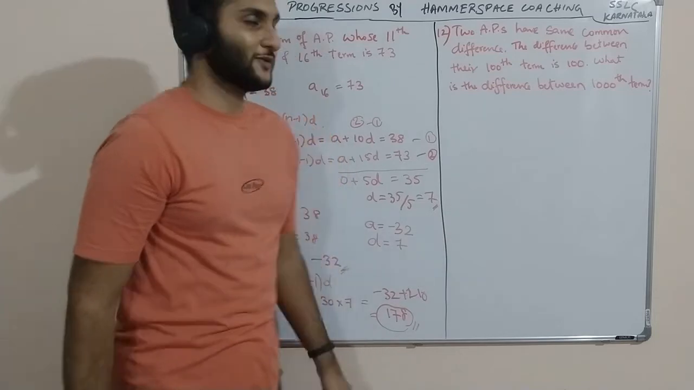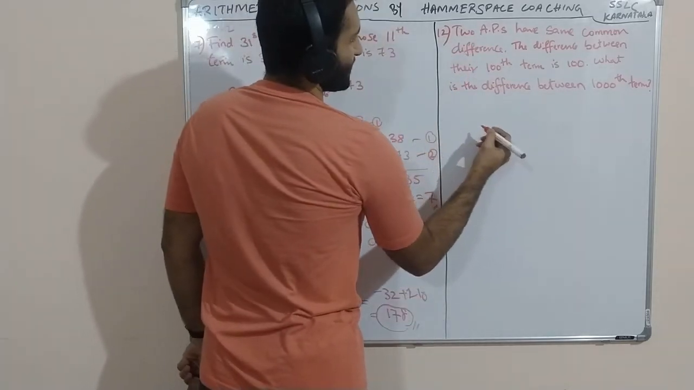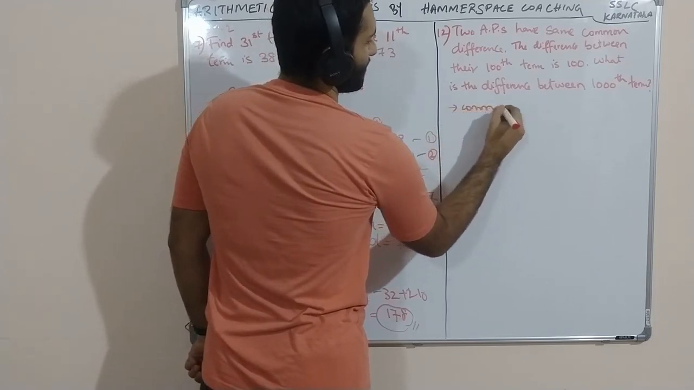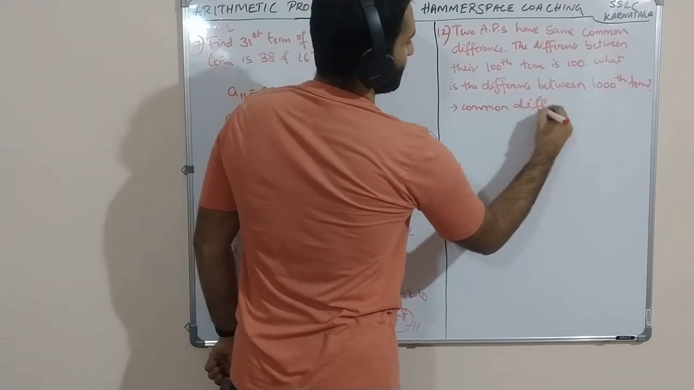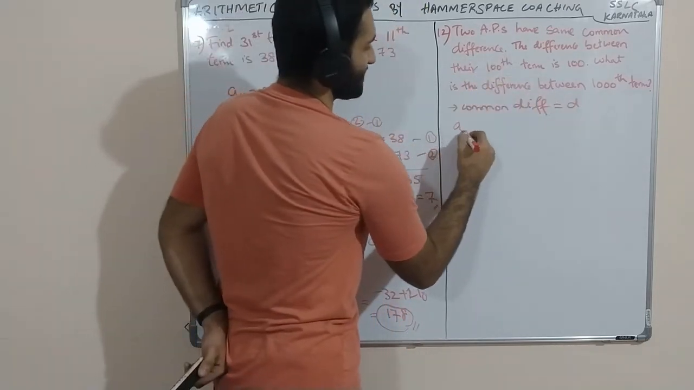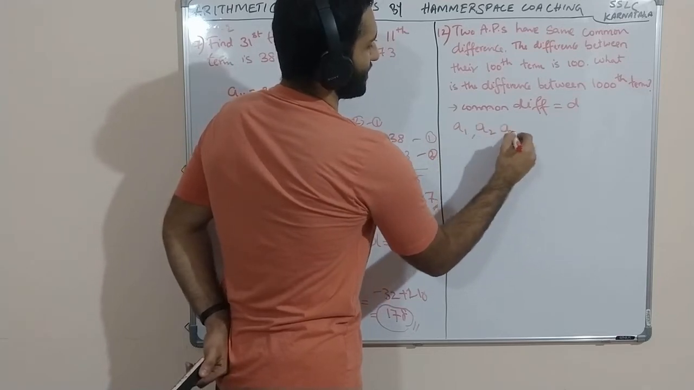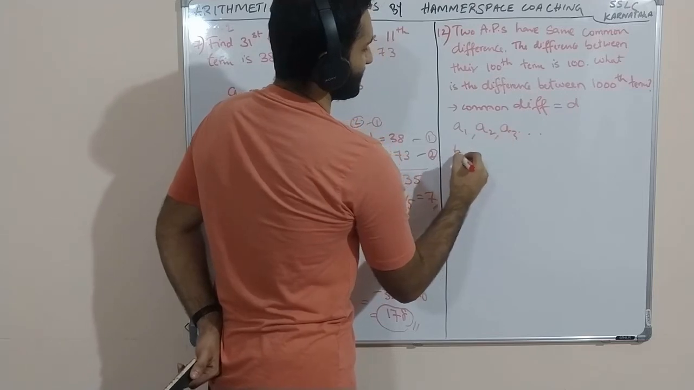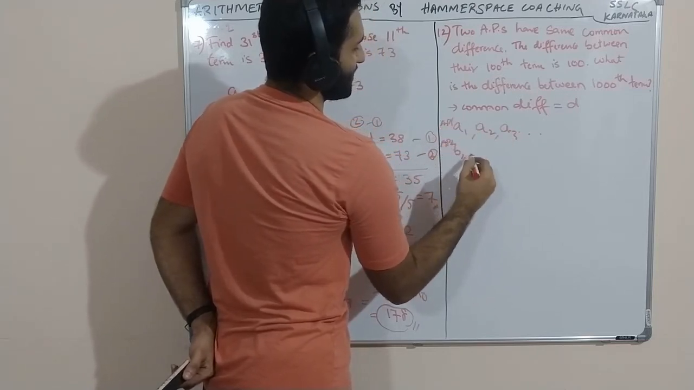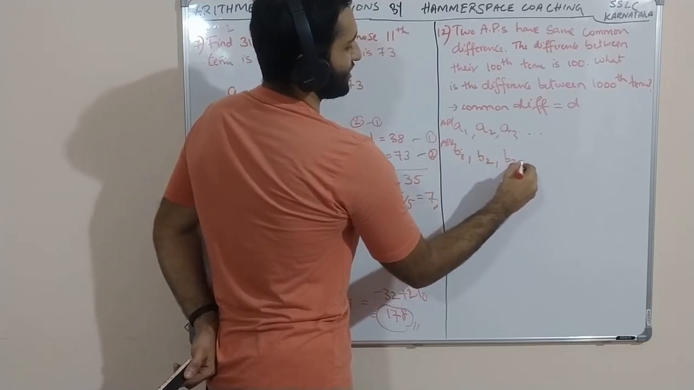Now let's solve the 12th one. Two APs have the same common difference. Let's take the common difference equal to D because it is the same for both. Let's take the first AP as A1, A2, A3 and so on, and the second AP as B1, B2, B3 and so on.